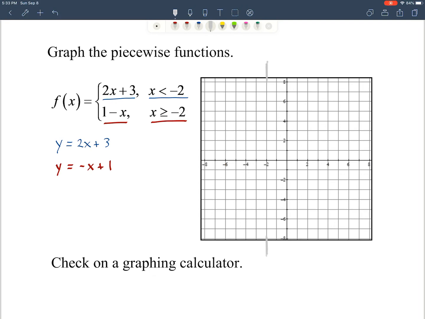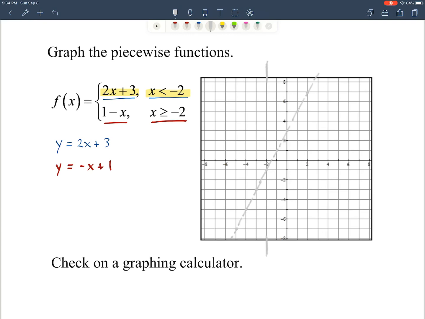To start out, for everything that is less than negative 2, we're going to be looking at this 2x plus 3. If I wanted to just graph that line, y is equal to 2x plus 3, we have a y-intercept at positive 3. Our slope is 2. We're going to rise 2, run 1. I'm just going to sketch these points in here. Hopefully you can see them. We'd have a line that runs up like this. It's got a positive slope.